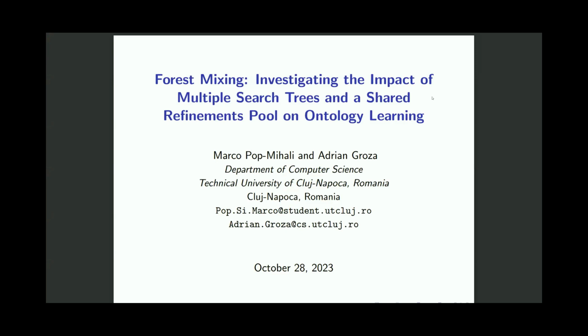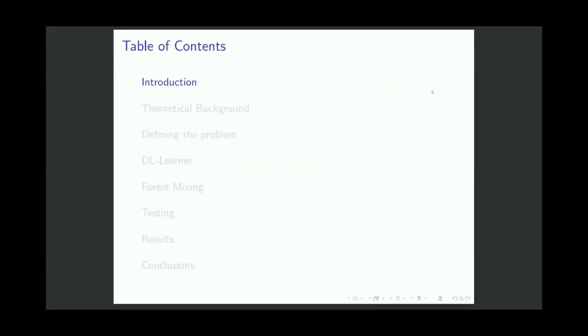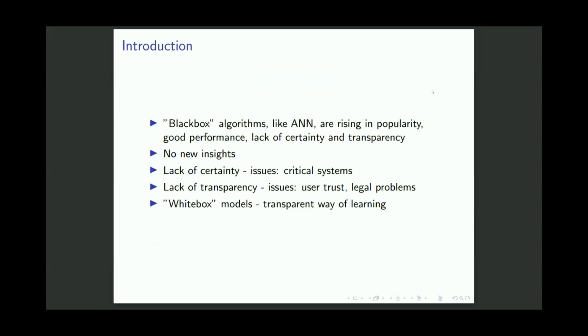Let's start with an introduction on why we chose to do this topic, or maybe you could call it a motivation. We know that in recent years, we have seen amazing improvements and amazing performance of the black box algorithms like deep neural networks, transformers, and everything related to deep learning. But even though the performance is good, they have certain areas where they lack certainty and transparency. And I'm going to give you a few examples where this might be a problem.